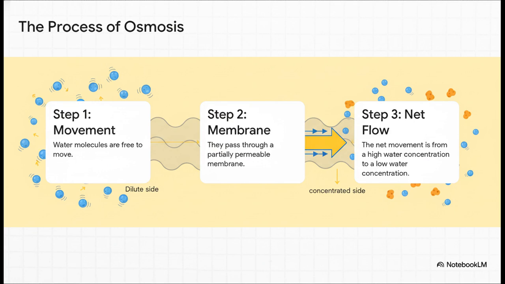And here's the process in action. The water molecules are all buzzing around randomly. But because there are way more of them on that dilute side, it's just more likely that they'll pass through the membrane over to the concentrated side. This creates what we call a net movement down a water concentration gradient. It's all about evening things out.